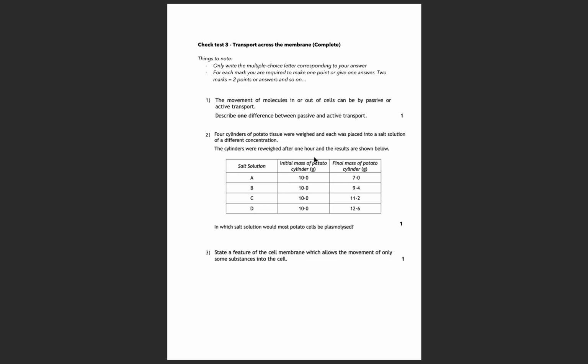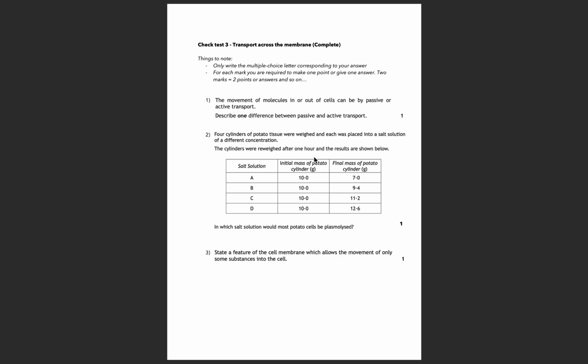Okay, question 2. 4 cylinders of potato tissue are weighed and placed into a salt solution of different concentrations. So you can see the 4 different ones here, A, B, C, D. They were then reweighed after an hour, and these are the results. In which salt solution would most potato cells be plasmolysed? Now, for this question, you want to underline plasmolysed or highlight it.